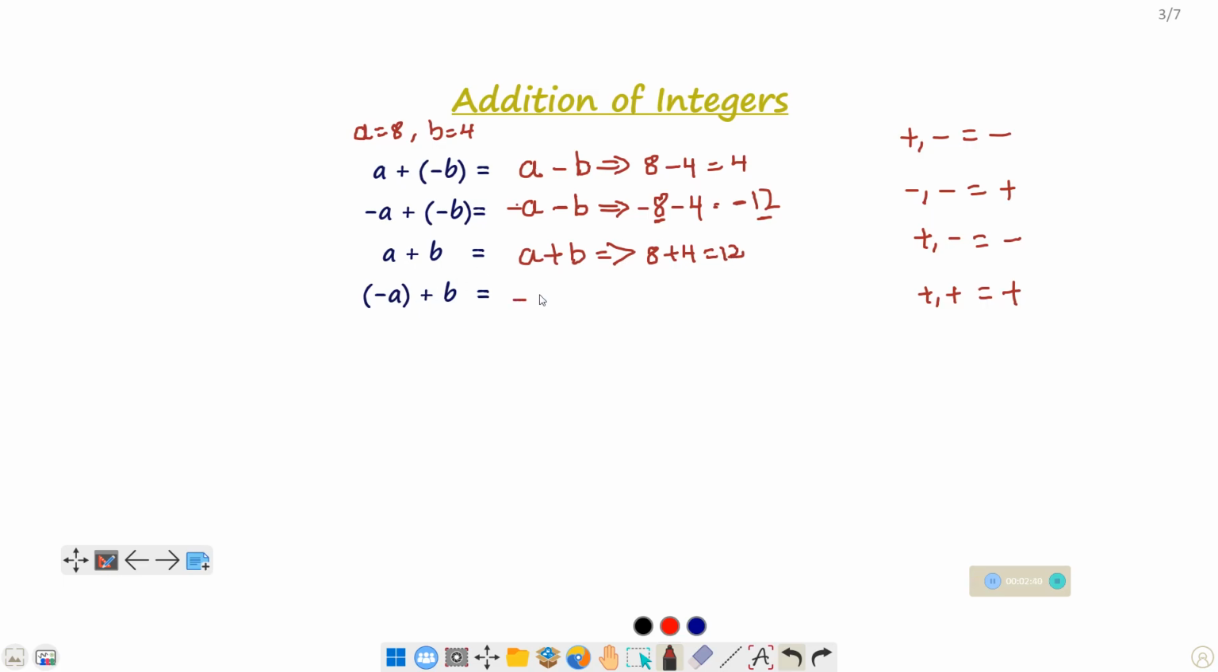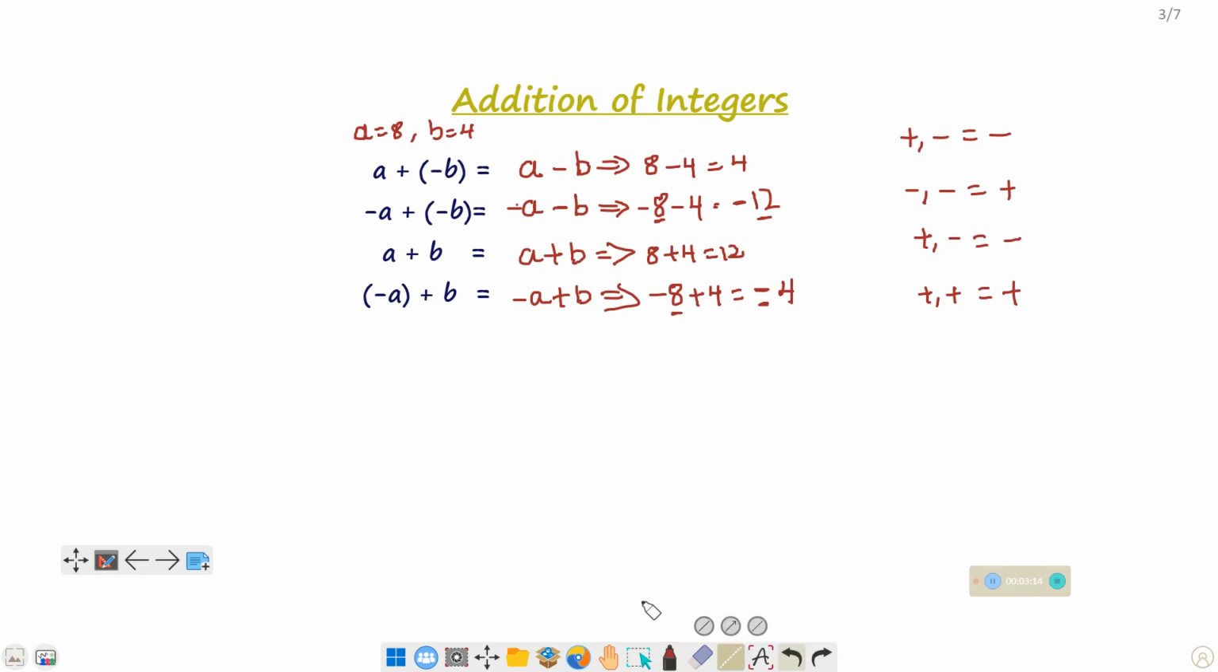Now when we are adding a negative number plus a positive number, negative a plus positive b, how do we do it? Negative 8 plus 4: when we have two opposite signs, we should subtract them. That is 8 minus 4, which is 4. And will the sign of this answer be positive or negative? Which number is greater here? 8, and 8 has a negative sign. So the answer we get is negative 4. So this is how we can do it.